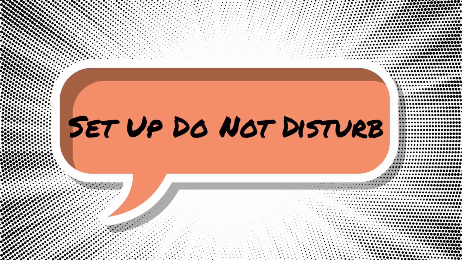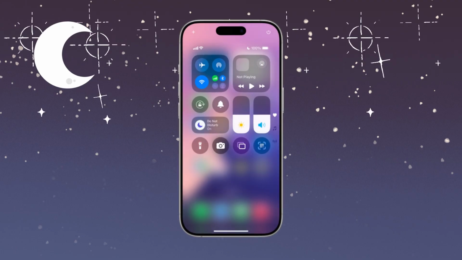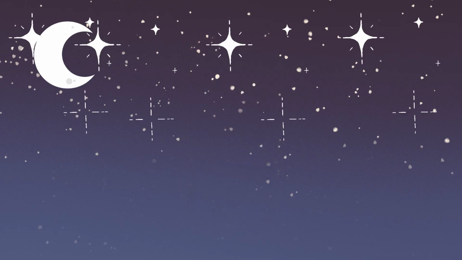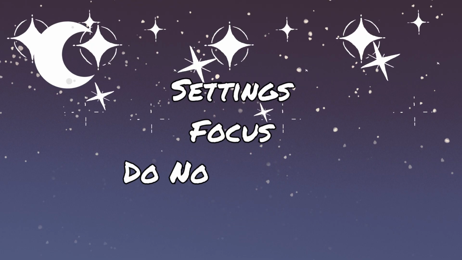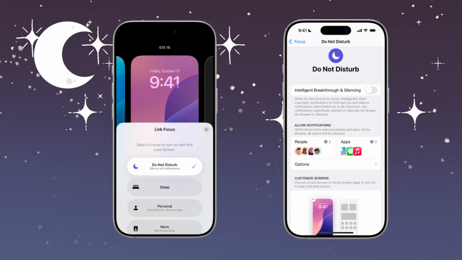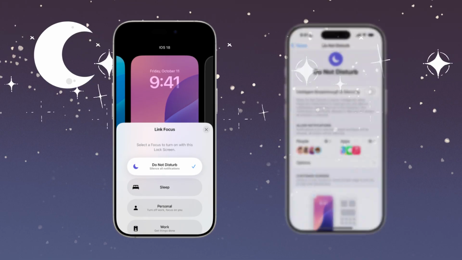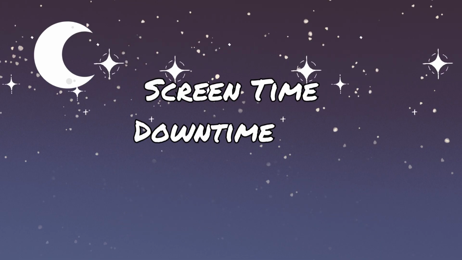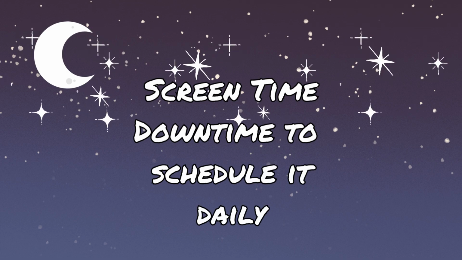Set up Do Not Disturb. At least silence your iPhone at night to avoid disruptions. Go to Settings, Focus, Do Not Disturb to customize notifications and allow exceptions for certain contacts or apps. Use Screen Time down to Downtime to schedule it daily.